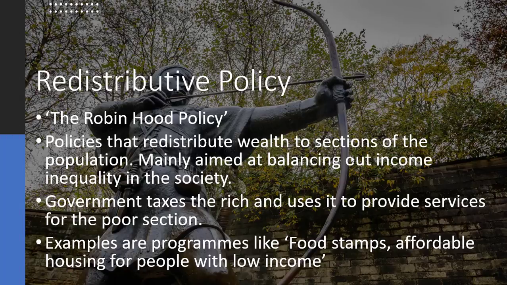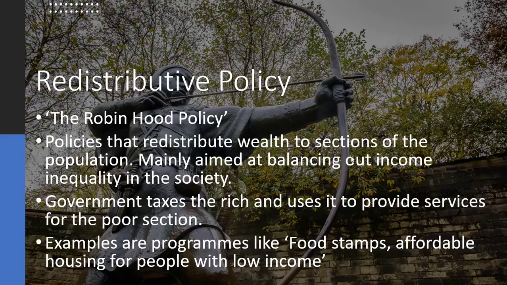The next type of policy we're going to talk about is the redistributive public policy. Redistributive public policy is what we call the Robin Hood policy. If you watch Robin Hood, it should be easy to understand. Redistributive public policies are policies that redistribute wealth to sections of the population. Sometimes some people have accumulated a lot of wealth, a lot of private property and private goods, and on the other side, a lot of people are poor. They are not fortunate like the others.